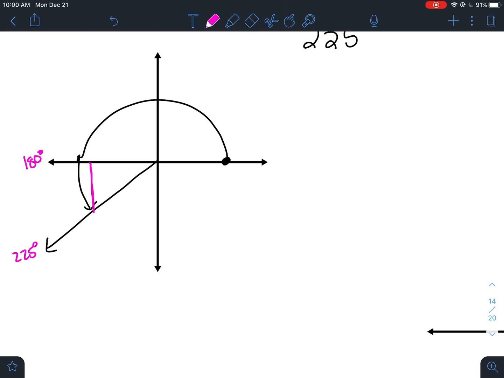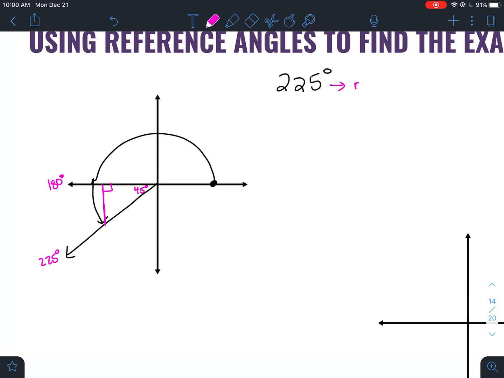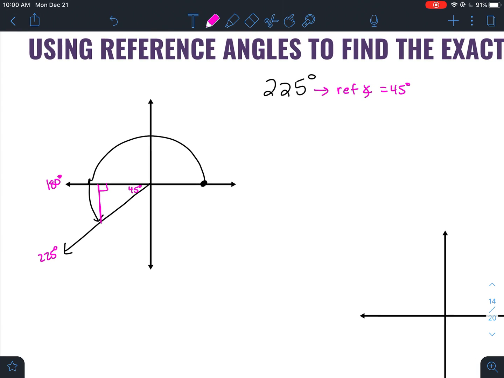So that 45 degrees more is what we would call the reference angle. So here's 180, and we've got to make it down to 225. So our reference angle is 45 degrees. So that's the triangle that I'm making because that's going to be my reference angle.